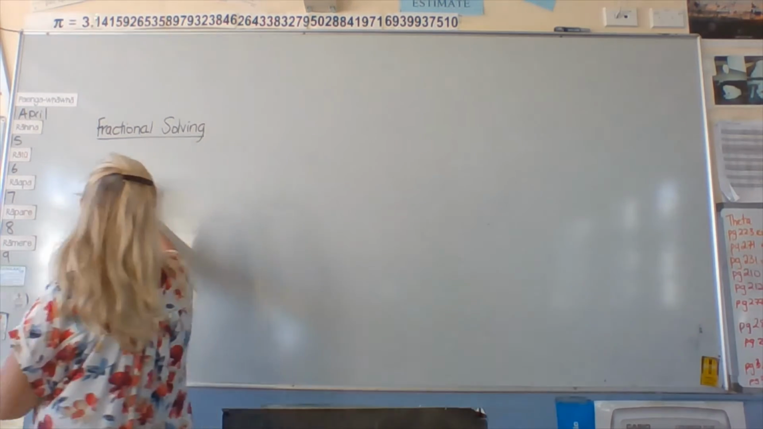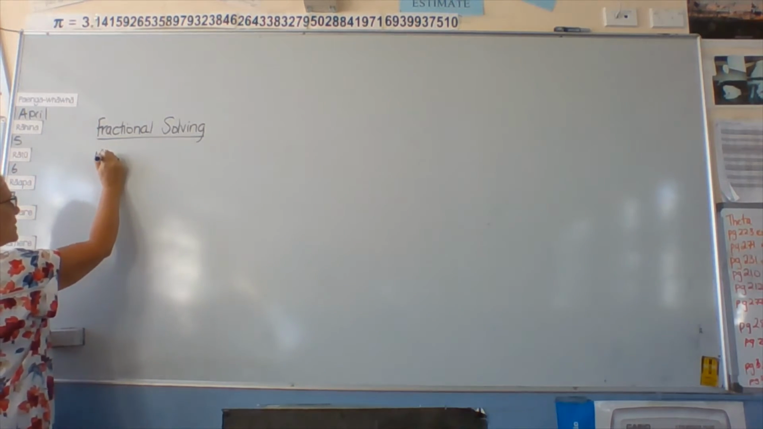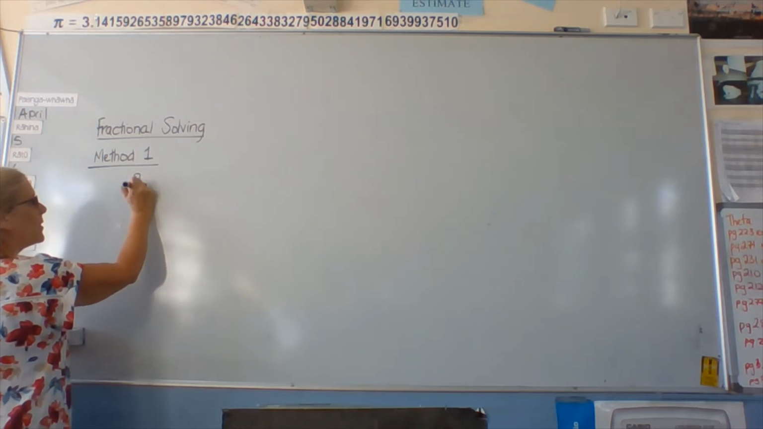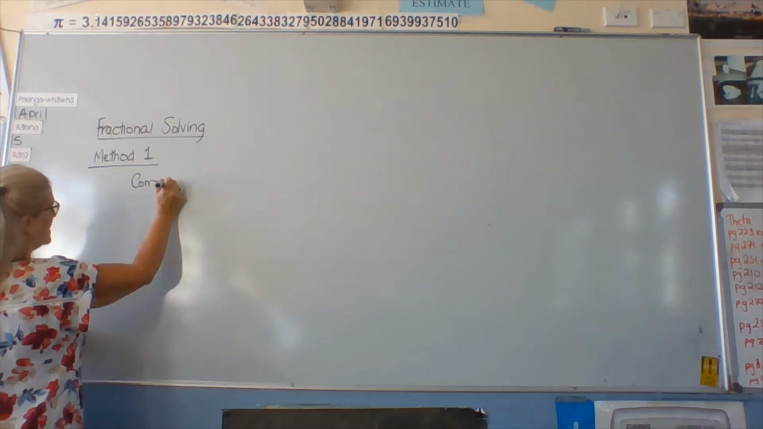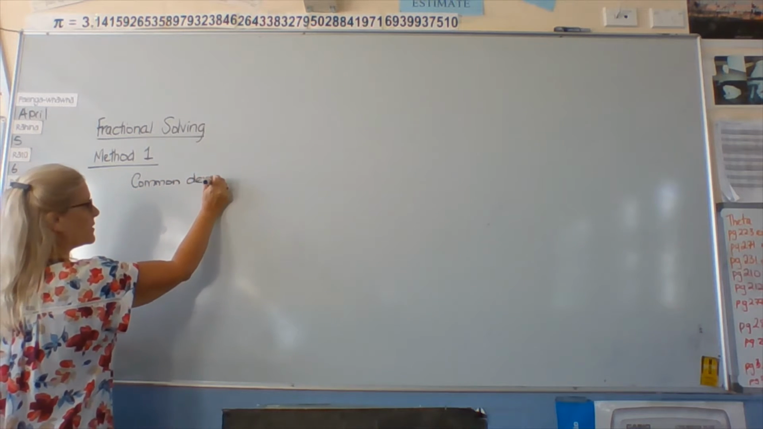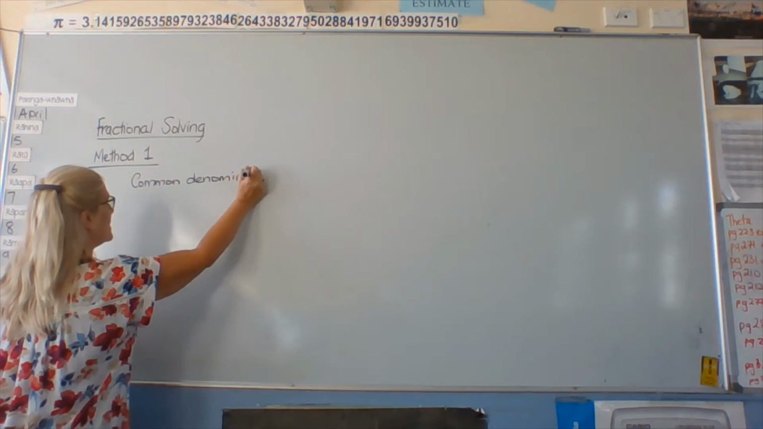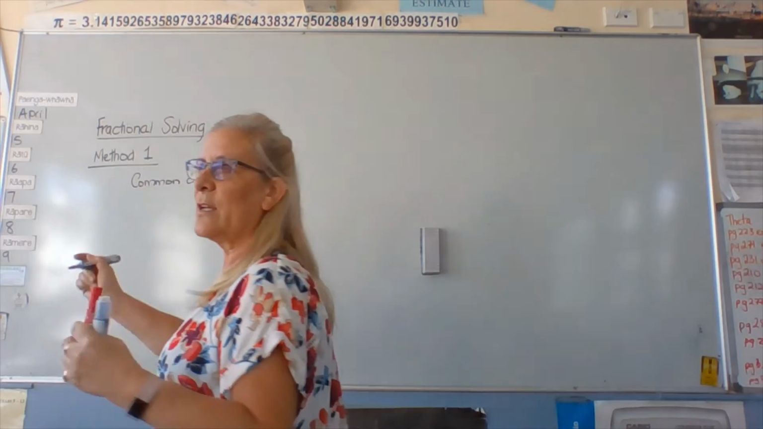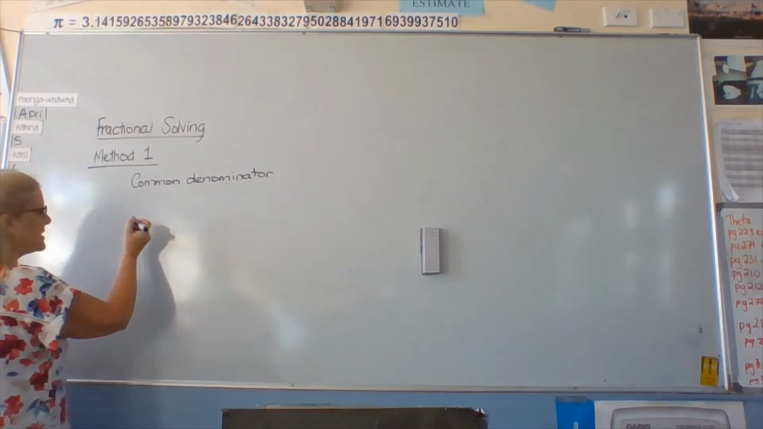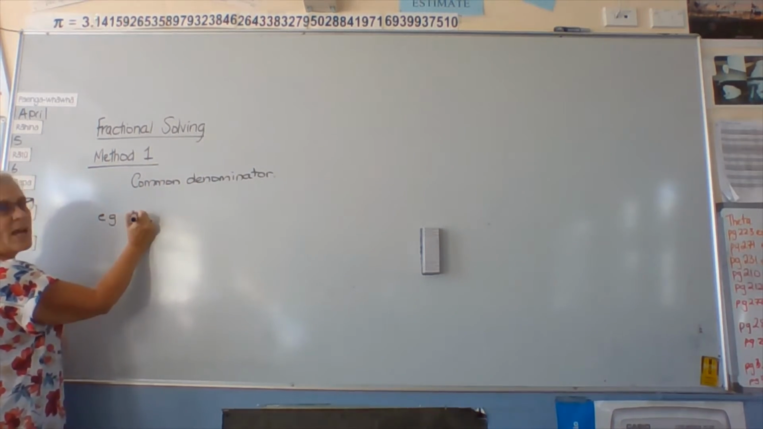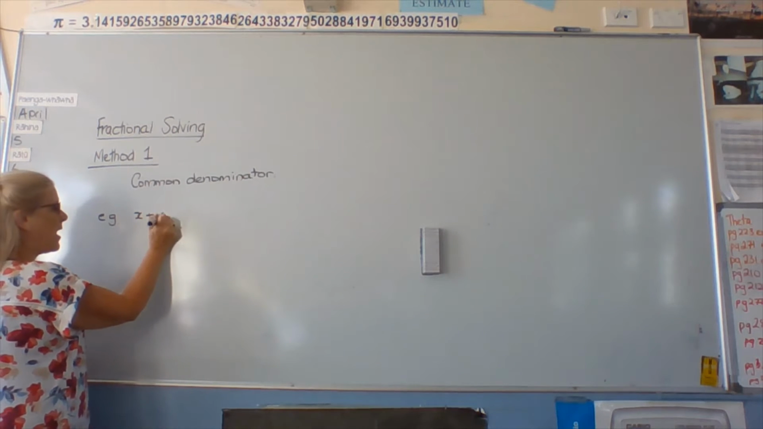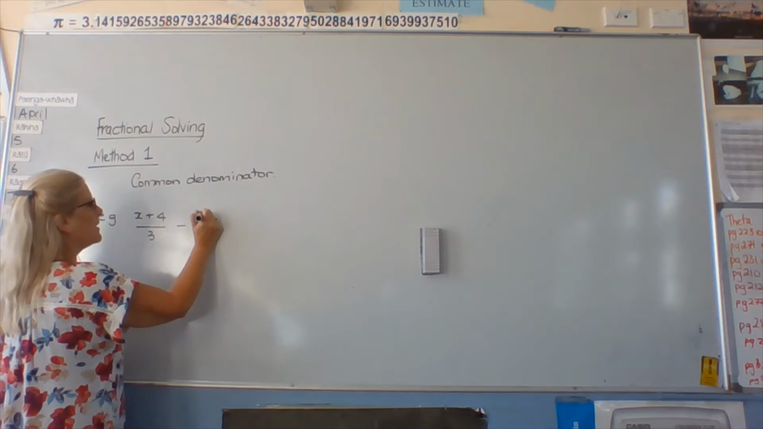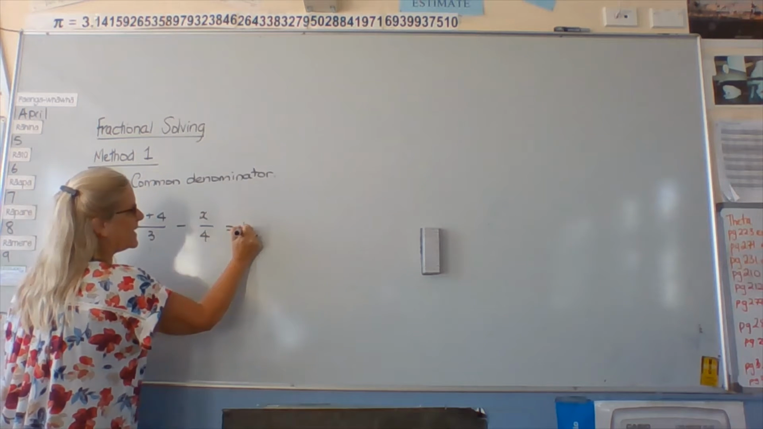The first one, I'm going to call it a method, is to use a common denominator. This usually means that we have, so that equation went like this. E.g. x plus 4 over 3 plus minus x over 4 equals 18.